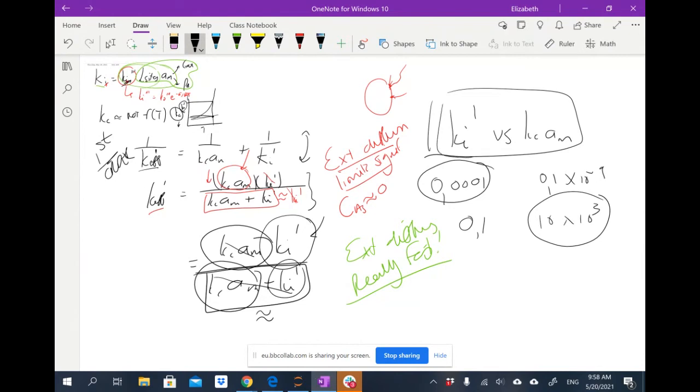It depends on the relative size of how fast is my reaction compared to how fast the stuff can be delivered to the catalytically active sites. There's no rule that says a Kc value of that is high. As long as comparably to Ki dash it is so high that these two will cancel out, I can actually get my true intrinsic rate that I am interested in.